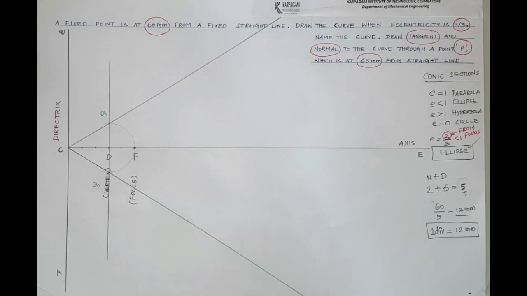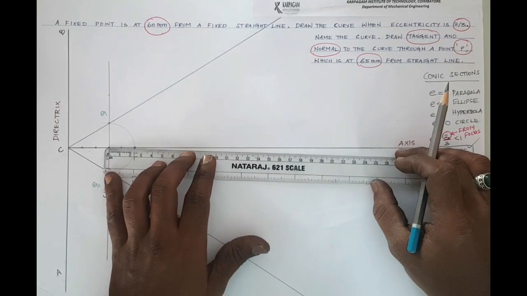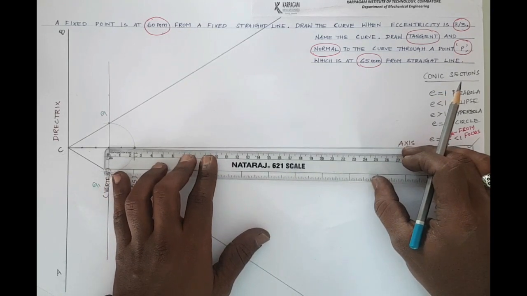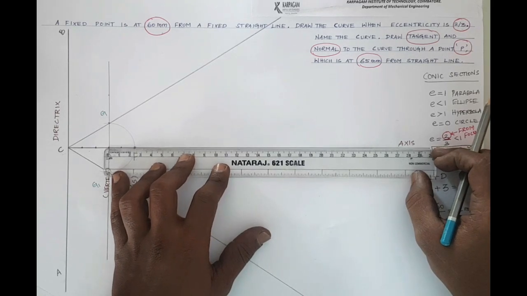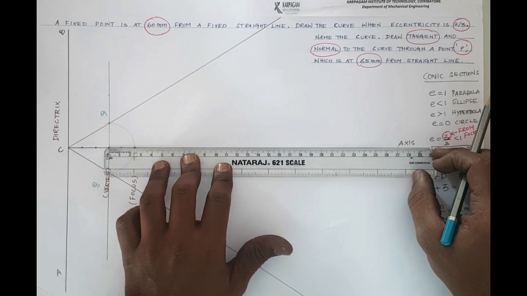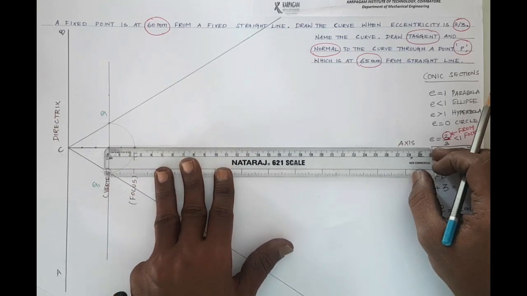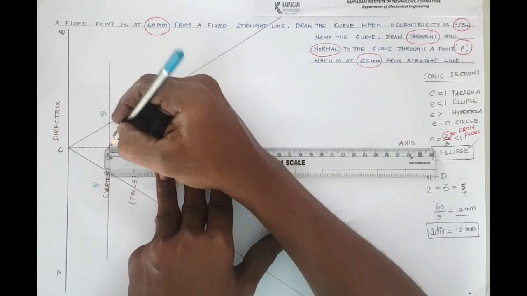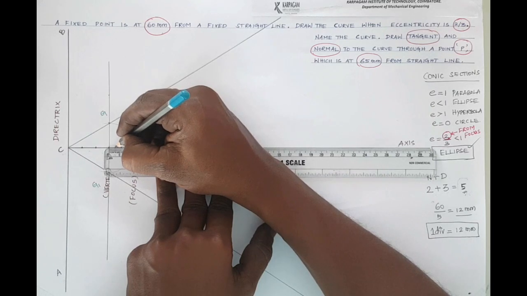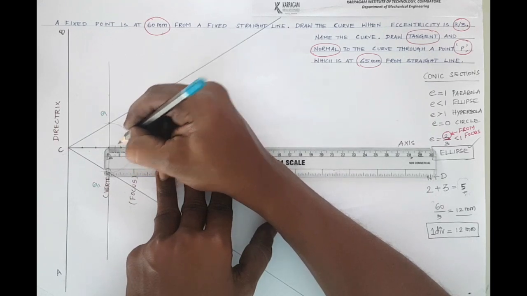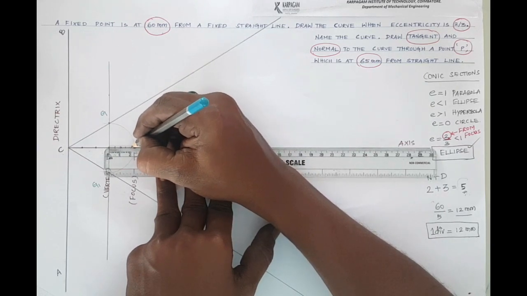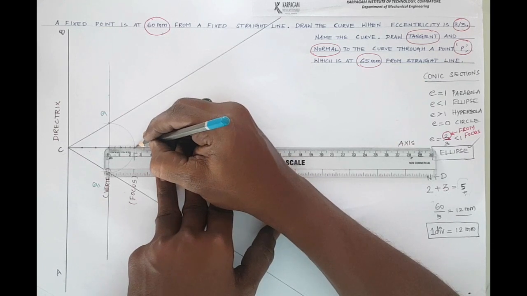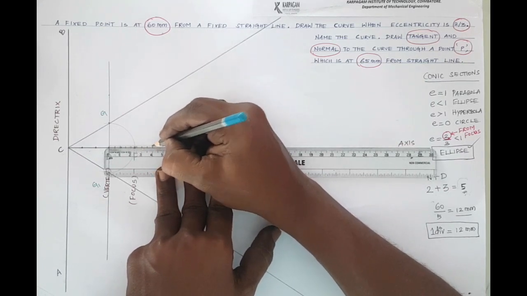Then next step, very easy. Take your scale, place your scale 0 on point D. Then after that, mark 5 mm, 5 mm, 5 mm, marks like this.